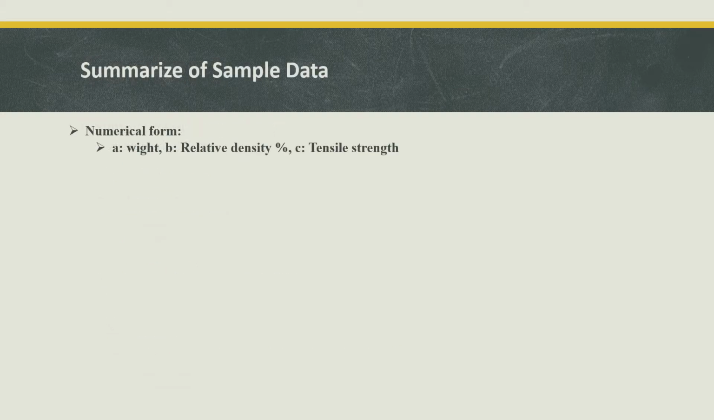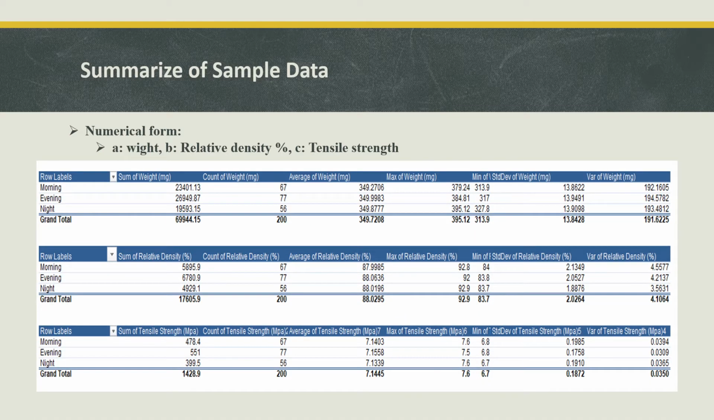Assalamu alaikum, my name is Abdurrahman Tahir and I will continue after Nuruddin to present the summary of sample data. The numerical form for the weight, the relative density percentage and the tensile strength. For the first one, we have the sum of weight, the count of weight, average of weight, max of weight, standard deviation of weight, and variance of weight.